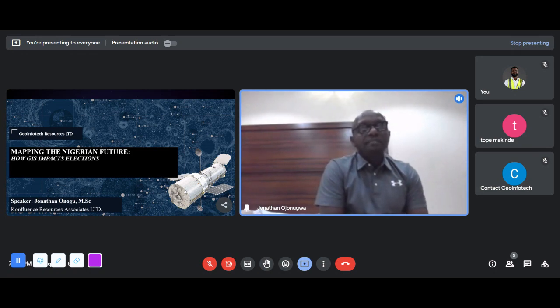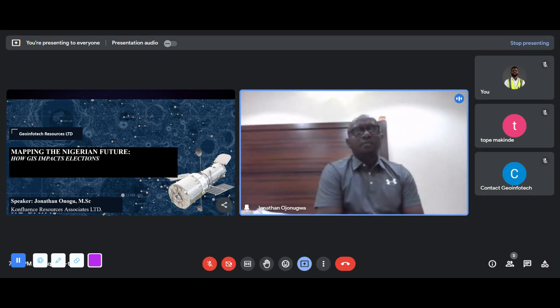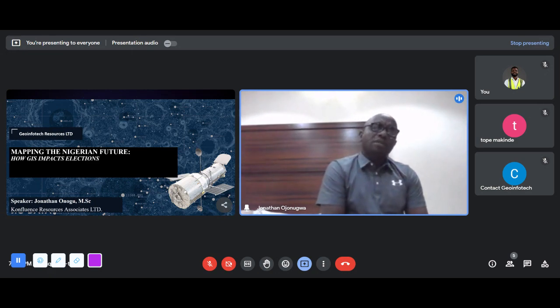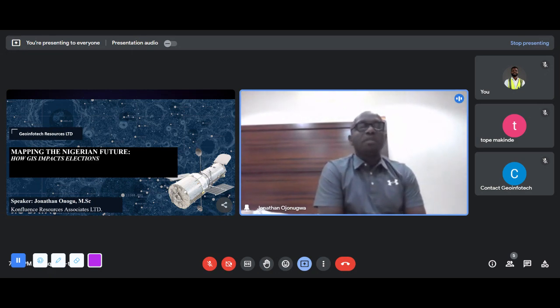I'm Onobu Jonathan by name. I had my GIS foundation at University of Lagos. I'm delighted and proud to be part of this section this evening to discuss how GIS can impact election and enable the electoral umpire to take decision with complete confidence.